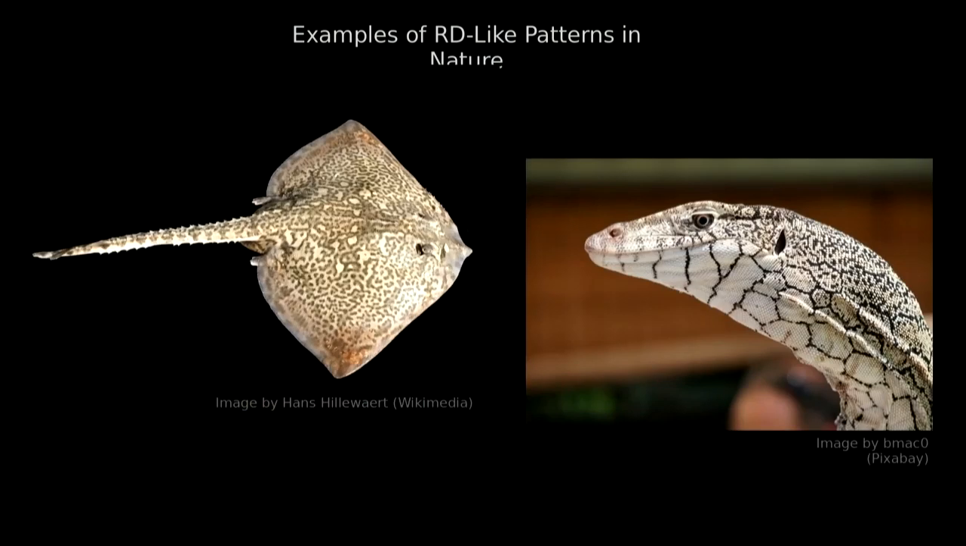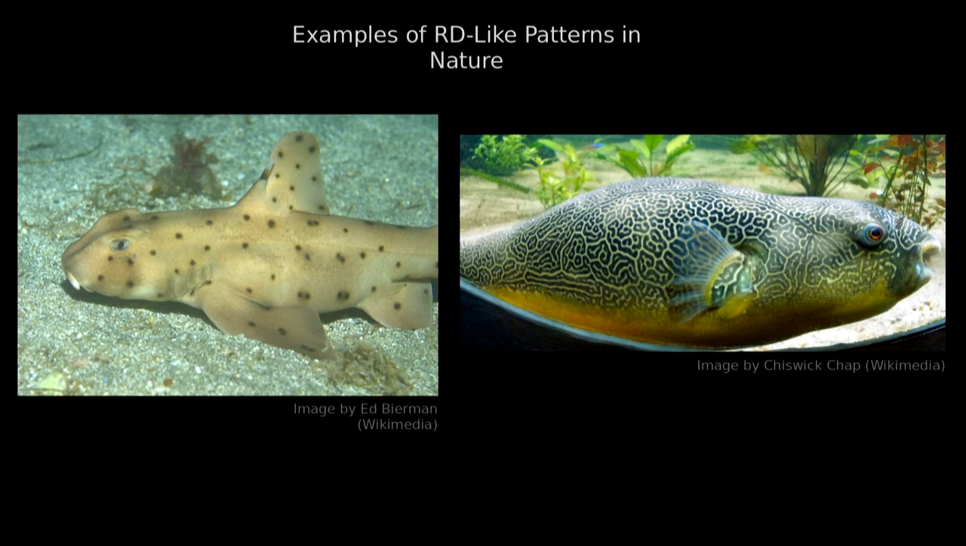And we got this cool stingray, and there's a goanna, which is an interesting one, because when reptiles and so on have scales, the pattern is usually expressed within each scale. So you can see the individual scales have taken on pigment differently across the goanna, but still in a kind of reaction diffusion-y way. And this is a cool example.